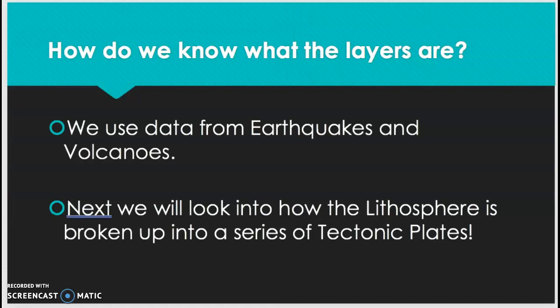Well, like they said in the introduction, we use data from earthquakes and volcanoes, and I'm going to show you a video in a minute, they're going to show it to you in a video, on how we measure those earthquakes. Okay? And then that lithosphere that we were talking about is actually broken up into these chunks, and we're going to get to that tomorrow. Okay.